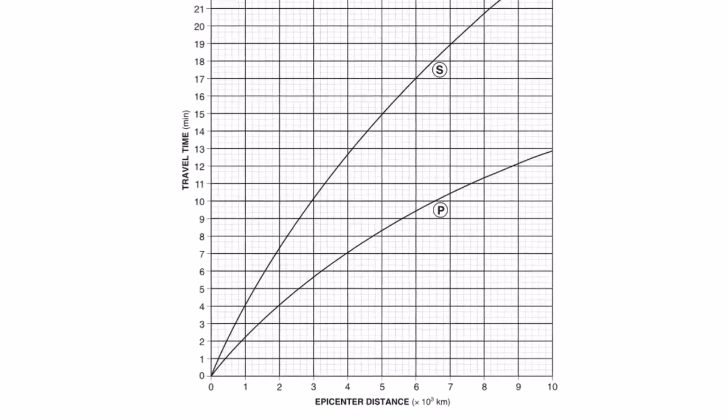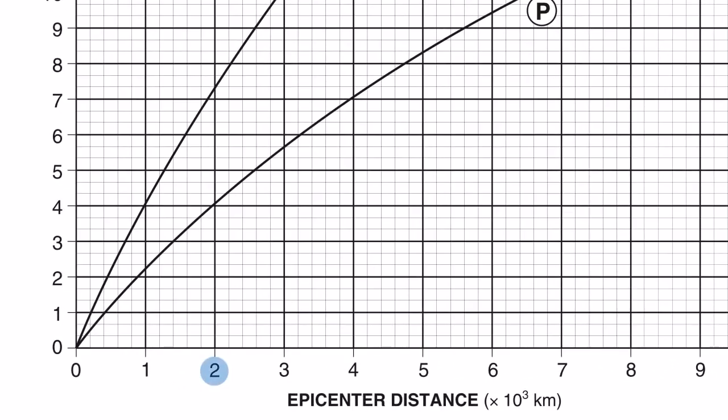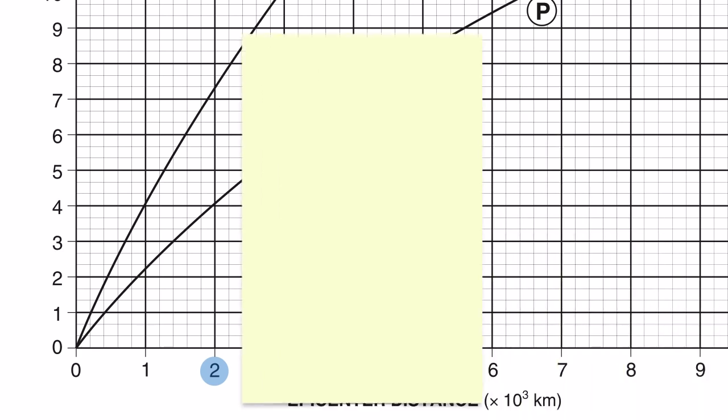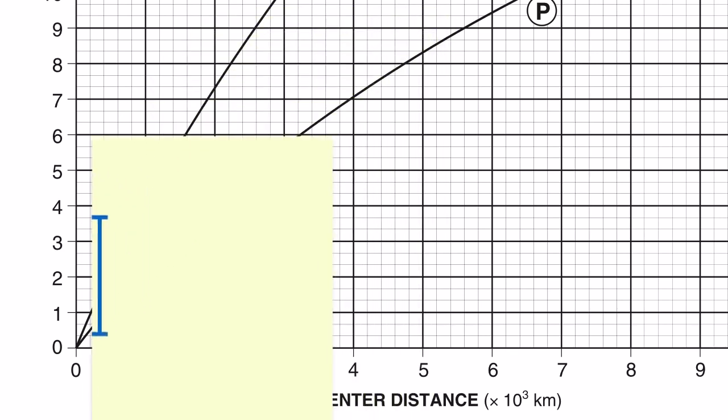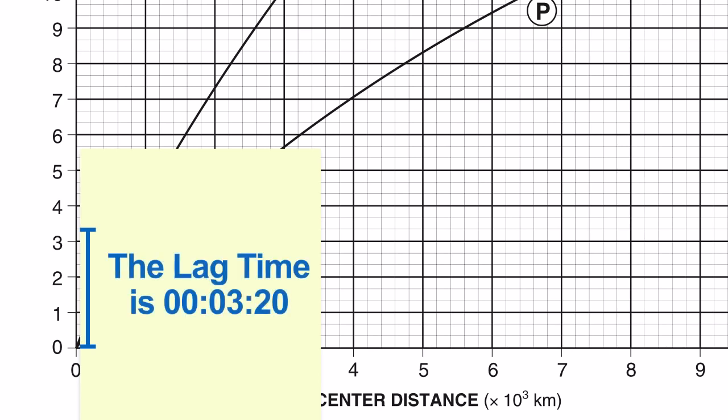Keep in mind that our distance, in this case, was 2,000 kilometers. So I'm going to locate that on the epicenter distance axis of my reference table. Now again, I'm going to grab some scrap paper and line it up on the 2,000 kilometer line, as such. Just like we did, but backwards, we're going to mark where the two lines are. And then we want to know how far apart those are, and that will give us our lag time. So I'm going to take it and slide it back down to the travel time axis. And however far apart they are is our lag time. In this case, it appears to be about 3 minutes and 20 seconds.